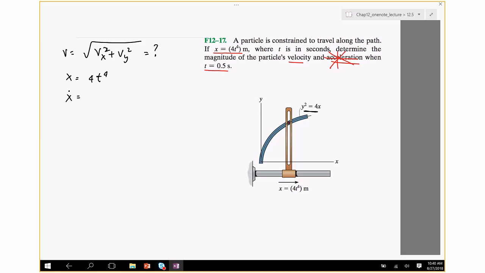So x equals 4t raised to 4. Since you are interested in finding the velocity, I'll try to find vx and vy. x dot is vx. So differentiating 4t raised to 4 gives me 4 times 4t cubed, which is 16t cubed. If I want to find x dot or vx at t equals 0.5, I just put 0.5 in the expression.